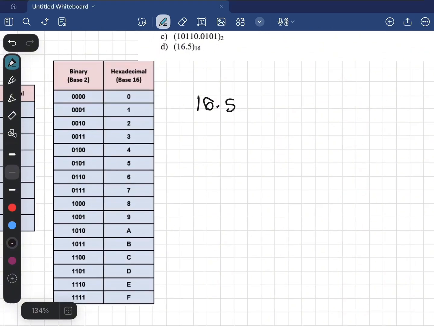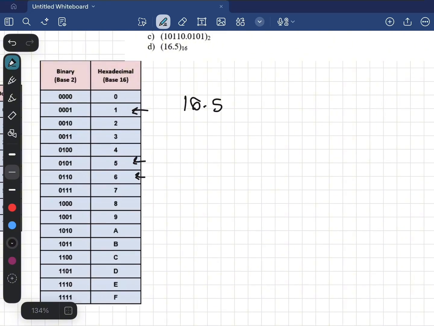We see in the table that number 1 corresponds to 0001, number 6 corresponds to 0110, and 5 corresponds to 0101. So straight away we can convert this to binary by just using the table. So it will be 0001, then using 6, which is 0110, decimal point, and then 5, 0101. So this is our first answer in binary form.